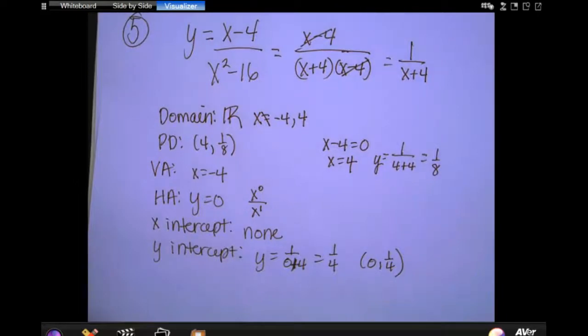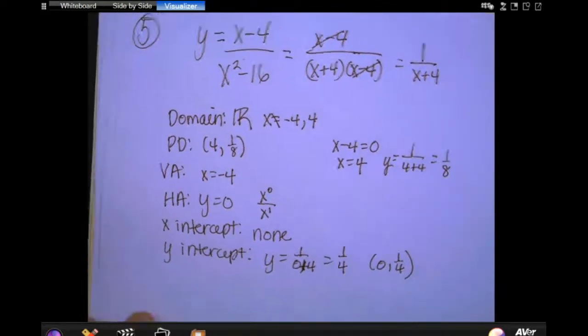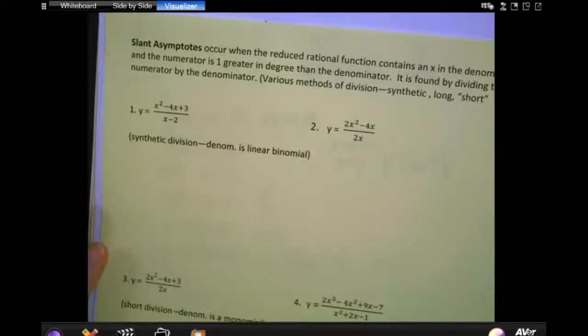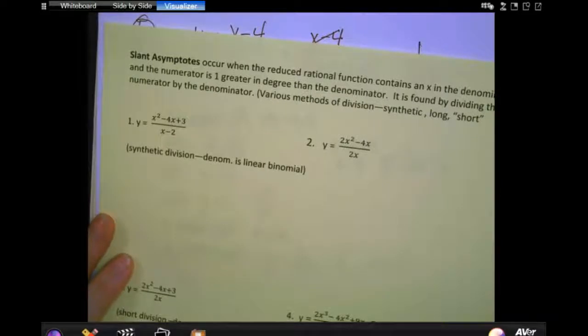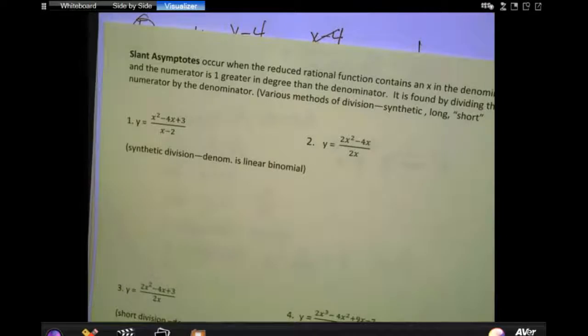So now, the paper that you picked up in front, this is the last kind of asymptote I want to go over. Slant asymptote. So, when the numerator is greater than the denominator, there's no horizontal asymptote, right? When it's top heavy, there's none, except for one specific case, and it's a slant asymptote.